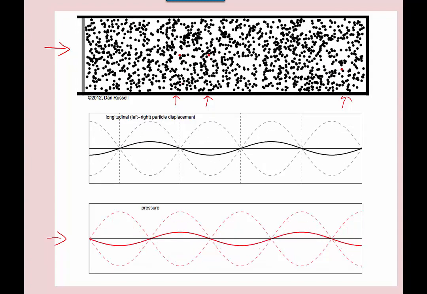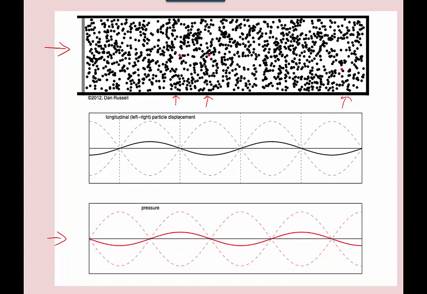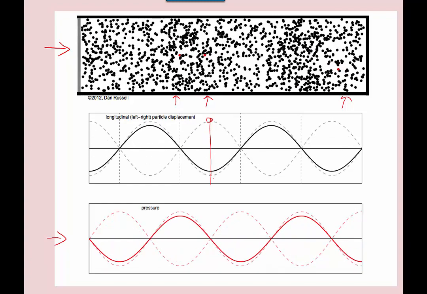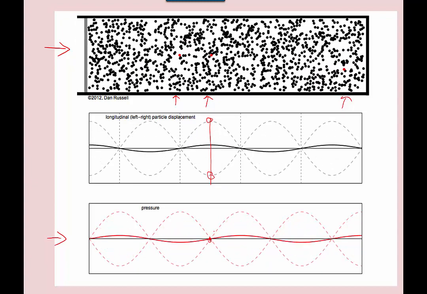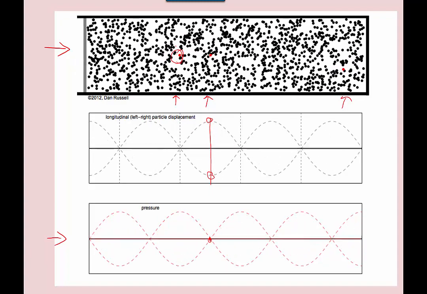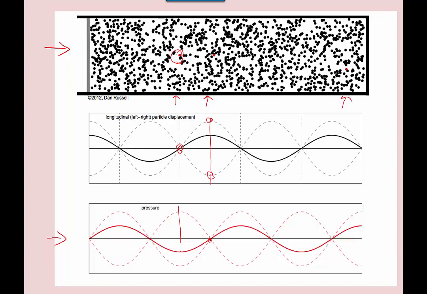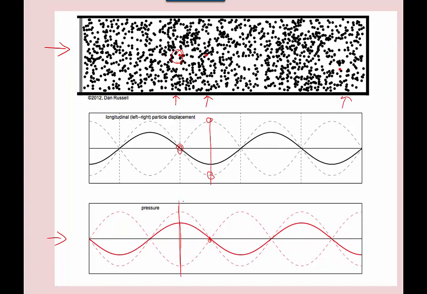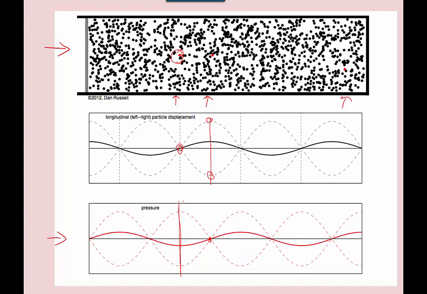It is moving the most because it is located at what we call an antinode, a place where it has maximum displacement, where the pressure doesn't change. The one on the left is not moving at all. And that's because it is located at a node, at a point where the displacement is 0, but that's because there's a maximum change of pressure going on at that particular position.